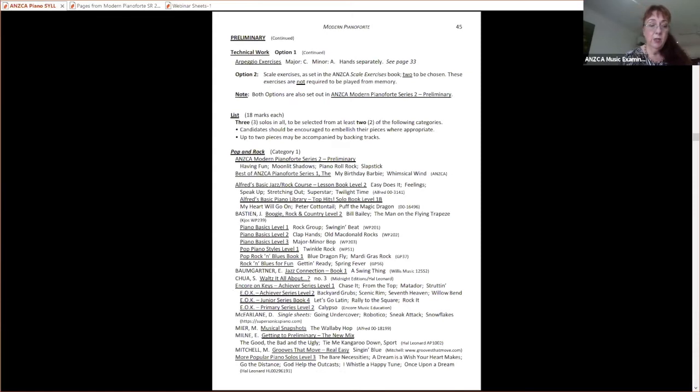3 solos in all to be selected from at least 2 of the following categories. Candidates should be encouraged to embellish their pieces where appropriate. Up to 2 pieces may be accompanied by a backing track. And Kerry and I'll show you some of those this afternoon and actually demonstrate, because people look at that and go, oh, they've got to be embellished. Oh, horrors, right? But it's not a oh, horrors. It's easy, easy, easy. At this level, it's not compulsory to embellish.